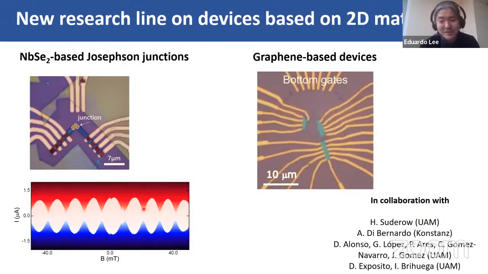And just as a final slide, also as a parallel research line, a few years ago we started exploring devices based on 2D materials. We're still making an effort to improve our fabrication technology to get better materials. We've started looking at some Josephson junctions based on indium diselenide and graphene devices, which we also intend to collaborate on with groups from IFIMAC, combining them with scanning tunneling microscopy.